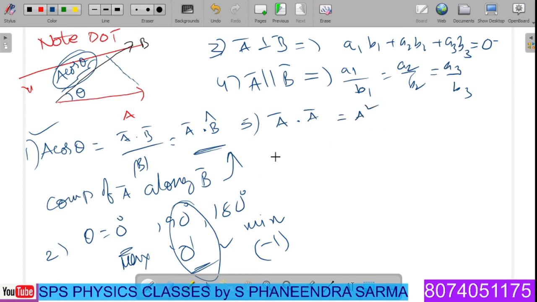Now, a vector can be expressed in components. So A bar can be written as the parallel component and the perpendicular component. The perpendicular component value is equal to the actual vector minus the parallel component vector.